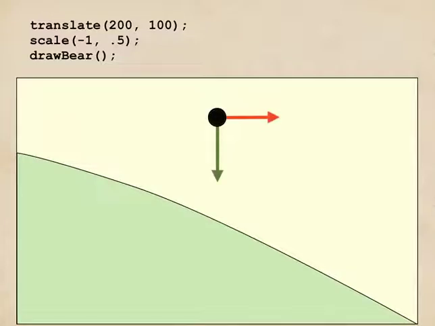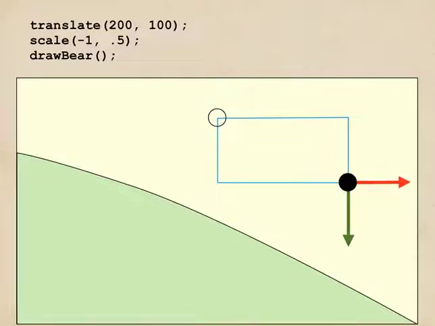So, okay, this is where our coordinate system is when we start. The first thing we're going to do is translate 200 units in X and 100 units in Y. So we draw our little helper lines. Their intersection tells us where the translation is. There's the new coordinate system. I'll leave a little shadow behind of the old system just so we know where it was. And now we've completed the translation command.